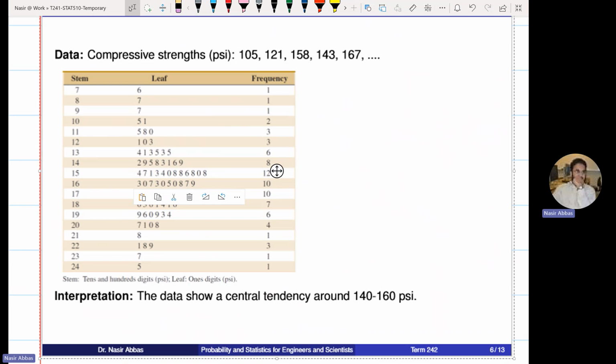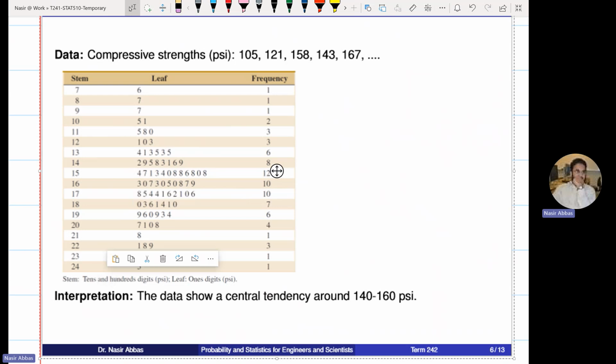The last and important step is to mention the unit of the stem and the unit of the leaf. Here, this 7 means what? 70. So we say the 10s and 100s digits are the stem, and the 1s digit is the leaf. It does not have to be ordered.